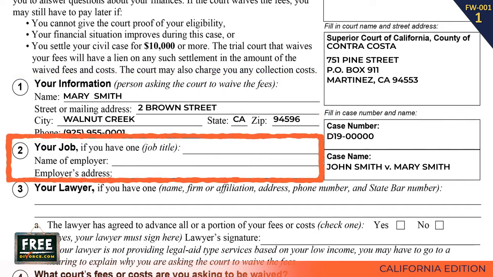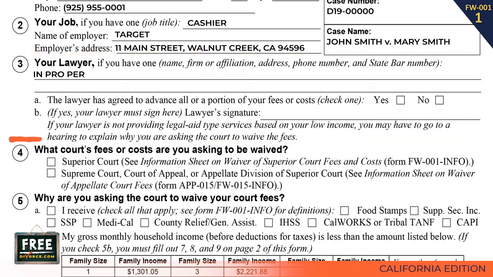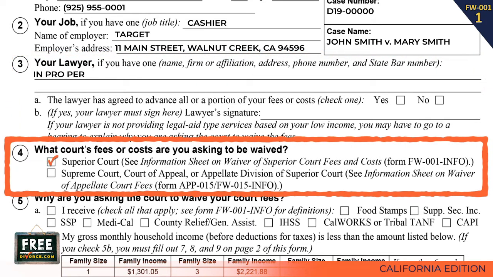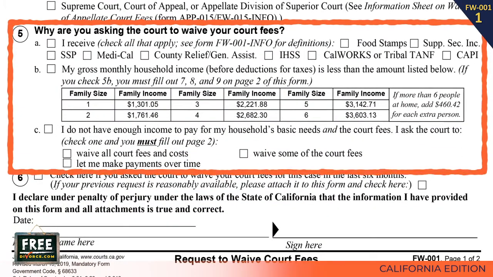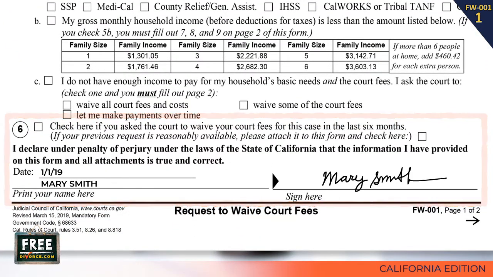If you have a job, fill out section number 2. For section number 3, we assume you do not have a lawyer. Type in the phrase in pro per. This phrase means you do not have a lawyer. In section number 4, check the box for Superior Court. In section number 5, if you receive benefits from any of the public assistance programs listed in section number 5, check the appropriate box. Then, date and sign the form at the bottom, and you're done.